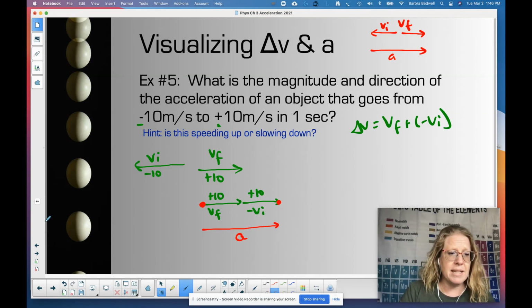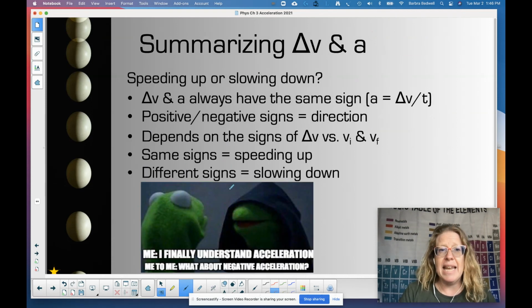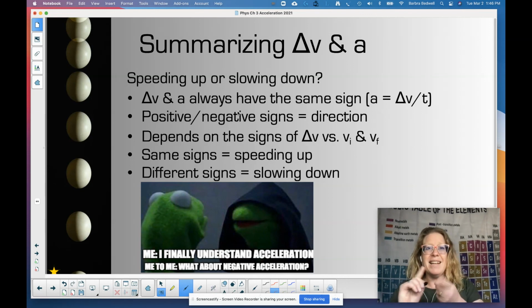One of the things to keep in mind is that, again, negative acceleration is not speeding up and it's not slowing down. It simply means it's going the opposite direction from the velocities that are involved. So if you have negative velocities, negative acceleration means you're speeding up. If you have positive velocities, negative acceleration means you're slowing down. It depends on whether the signs match, and that's really the important part of this.